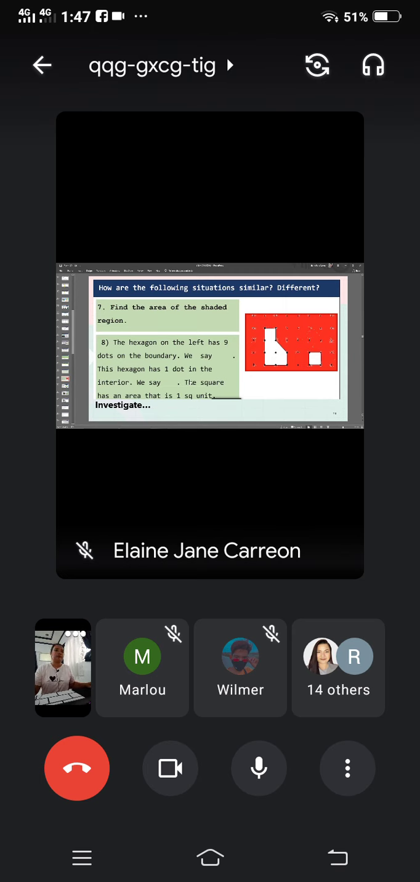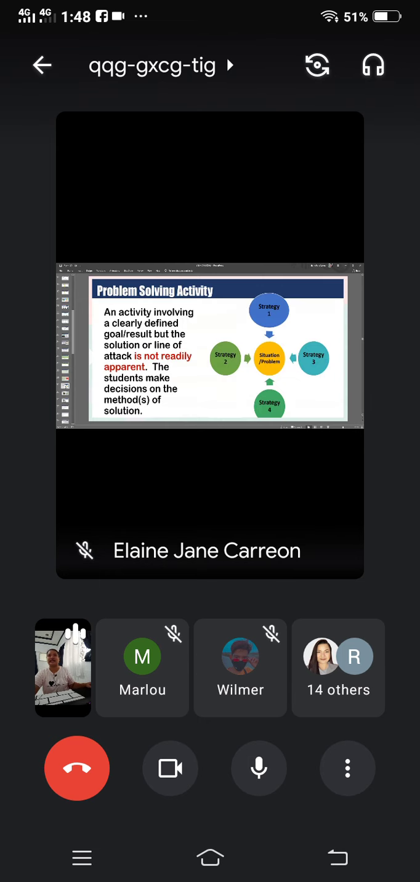We say, the square has an area of 1 square unit. Ito yun. So, investigate. So, ano? Ano yun? Hindi ko naintindihan. Ibig sabihin, we need to further investigate. So, number 8 is an open-ended situation. I hope you get that. Kasi, from these examples, you are going to make open-ended situations also in your task.